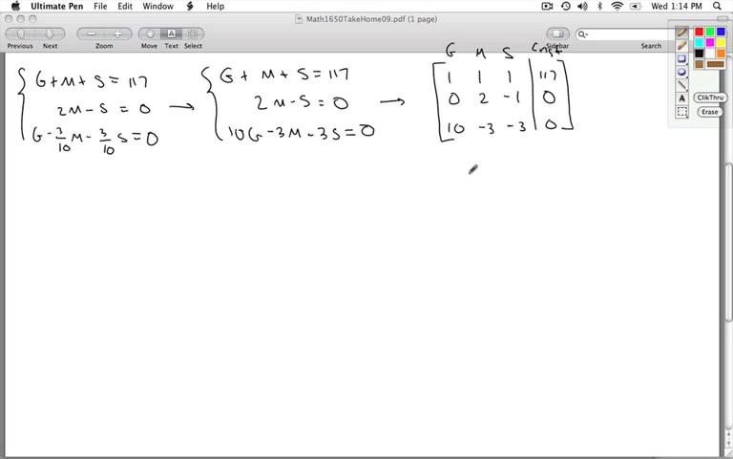We're going to go ahead and follow the Gauss-Jordan elimination algorithm. We have a leading 1 here, a 1 in the upper left-hand corner. We're going to use it to get zeros underneath it. We already have a 0 in row 2. We just need a 0 in row 3. So what we're going to do is replace row 3 with negative 10 row 1 plus row 3.